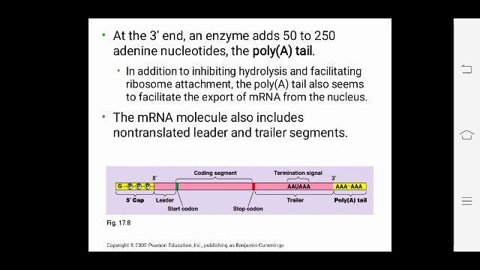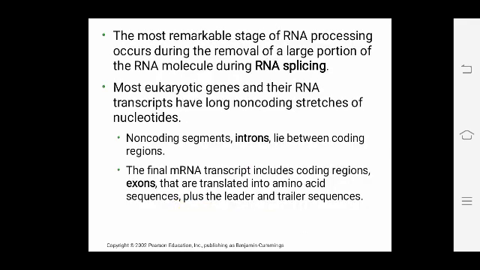So, the most remarkable stage of RNA processing occurs during the removal of a large portion of the RNA molecule, during RNA splicing. Most eukaryotic genes and their RNA transcripts have long non-coding stretches of nucleotides. These non-coding segments, introns, lie between coding regions. The final mRNA transcript includes coding regions, exons, that are translated into amino acid sequence, plus the leader and trailer sequences.